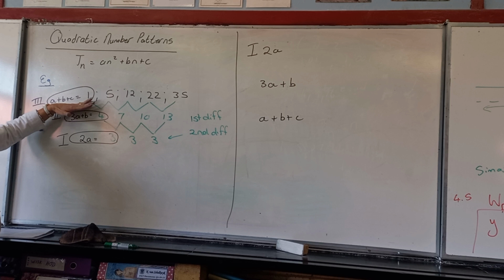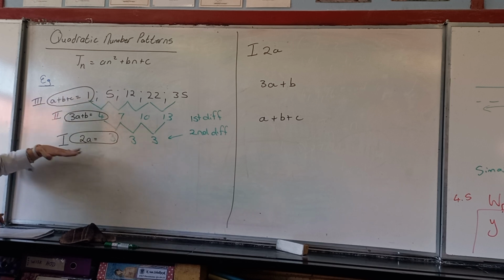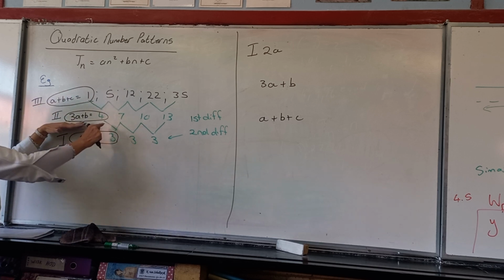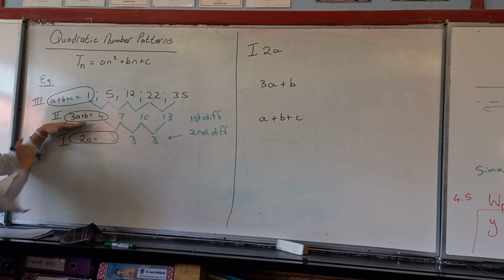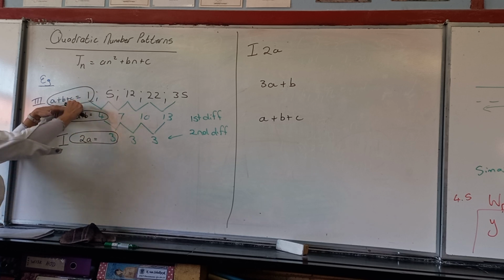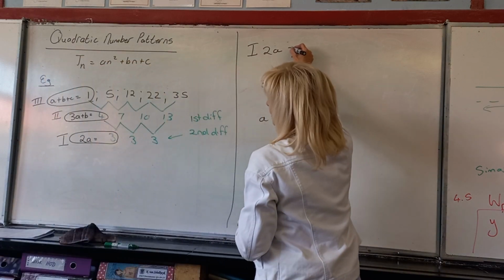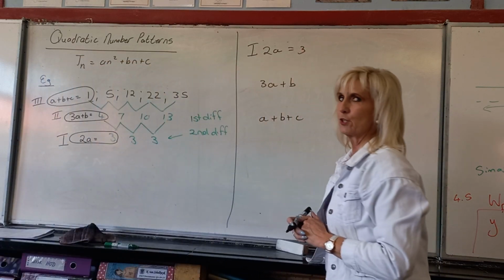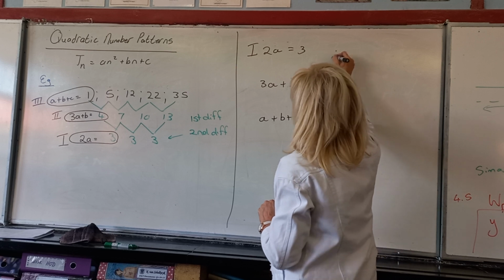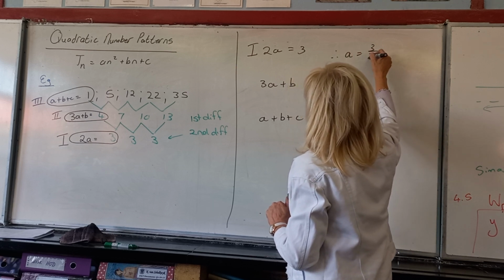A plus b plus c. But they are the steps. Step 1, whatever's there, 3a plus b. The step 2 equal to whatever's the first one there. A plus b plus c equal to the 1. So I write here, 2a is equal to 3, and I do the sum. The sum is going to be a is equal to 3 over 2.